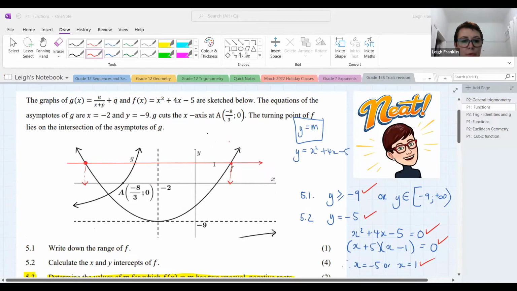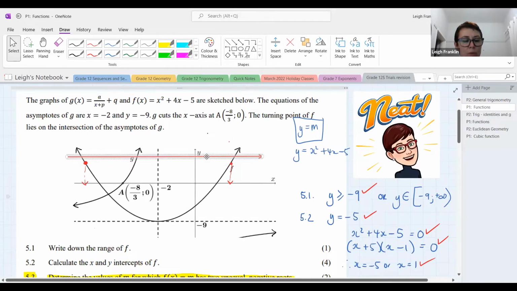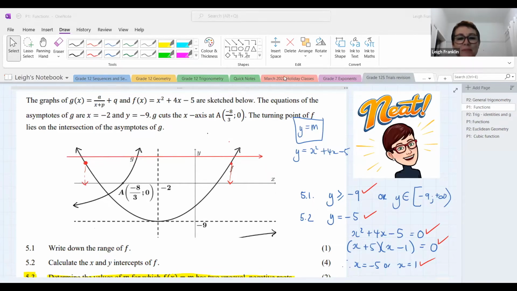Okay, so we want two unequal negative roots. So where am I going to move the red line? Am I going to move it up? Is it going to help me to move it up? No problem, Tisha. Not going to help me to move it up, is it? Okay.